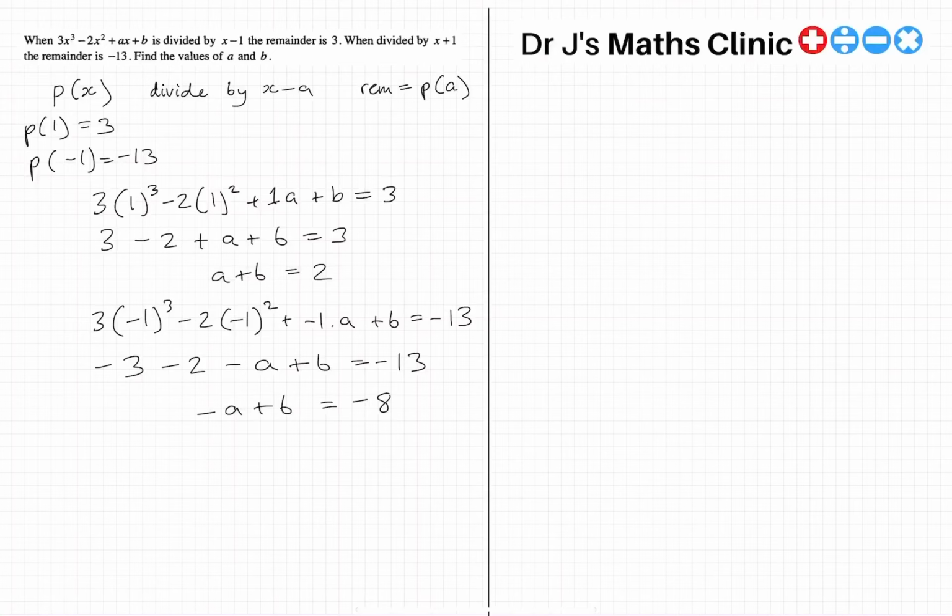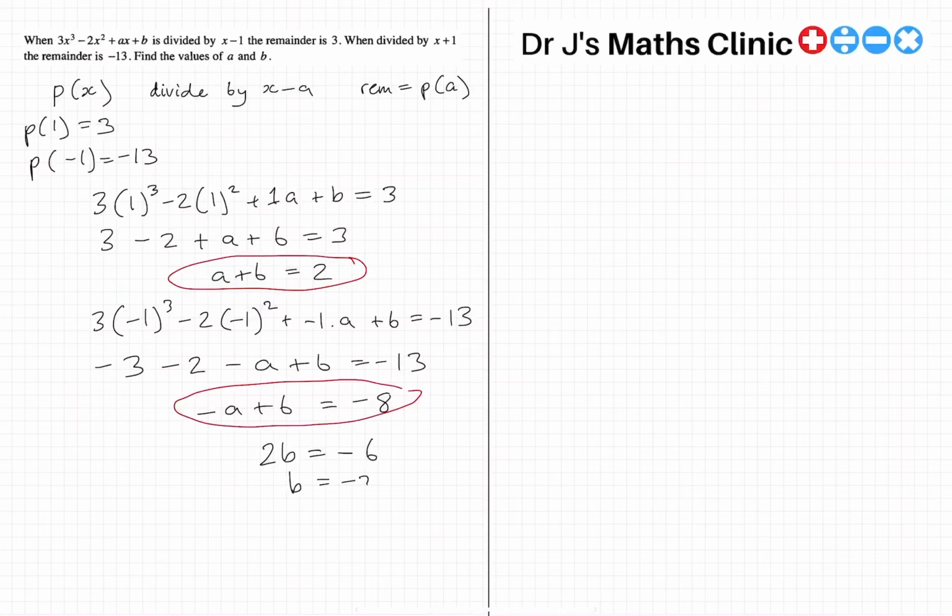Okay, so we've got this equation here and this equation here, simultaneous equations. Lots of different ways to solve simultaneous equations. In this case, I think just adding the two equations together would be great because the a's will cancel. So I'm going to add that first equation and that second equation. The a and negative a will cancel, and I'll just get 2b equals 2 plus negative 8, which is negative 6. And that means b is negative 3.